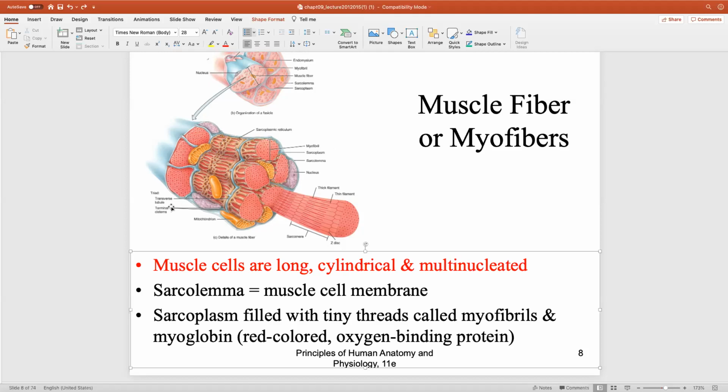Those tunnels form a triad. The tunneling of the plasma membrane itself is called the transverse tubules. So the transverse tubules will receive action potentials from the cell membrane surface and carry them deep into the cell. As it carries them deep into the cell, each tubule is surrounded on each side by what we call terminal cisterns. These are large holding tanks for calcium.